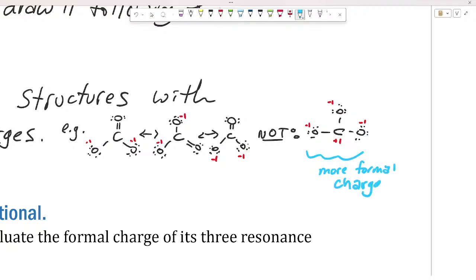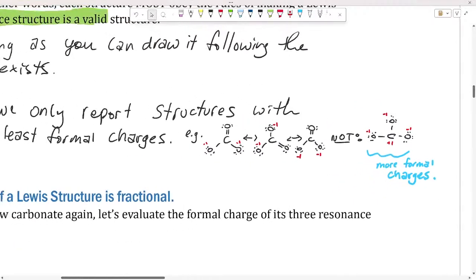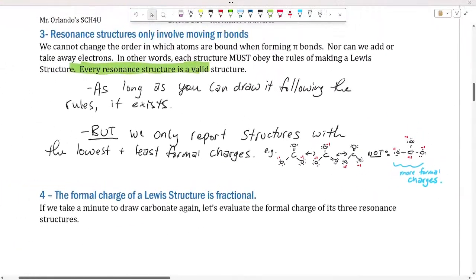So interestingly, this doesn't have higher formal charges. They still only get as high as 1 and -1, but it has more formal charges, so we ignore it, right? We choose the structure that has fewer and smaller formal charges.